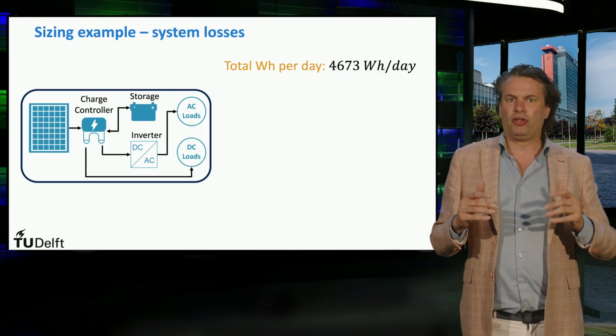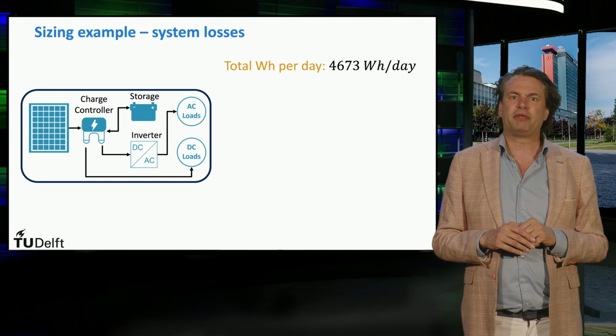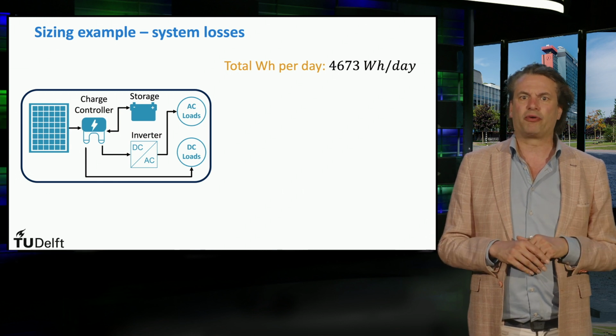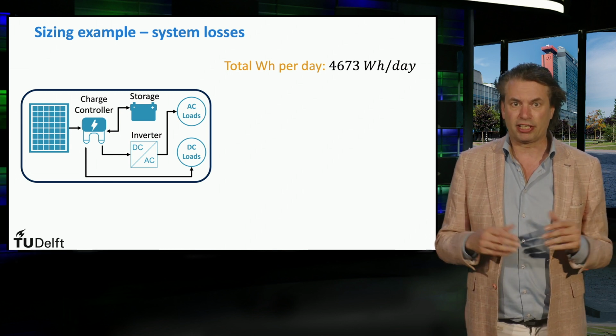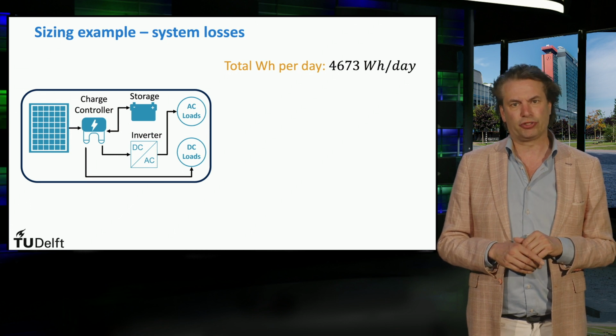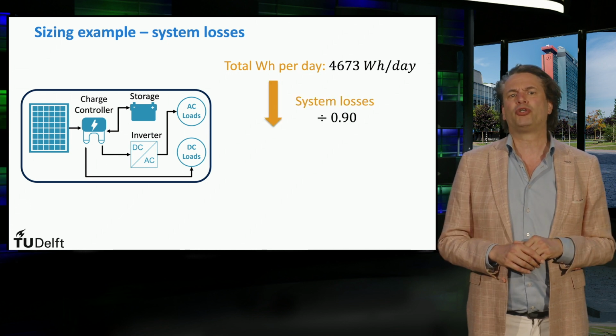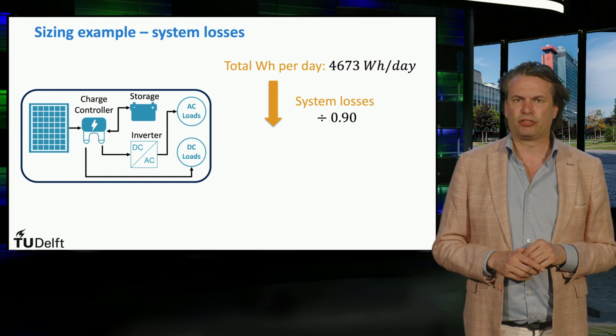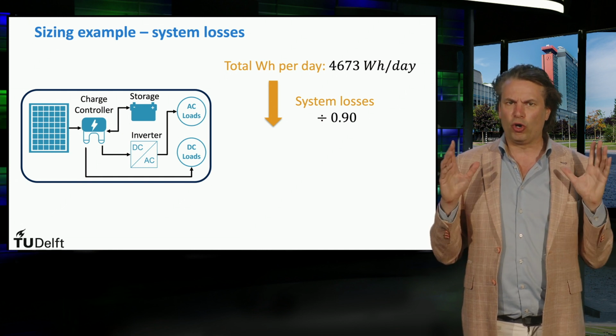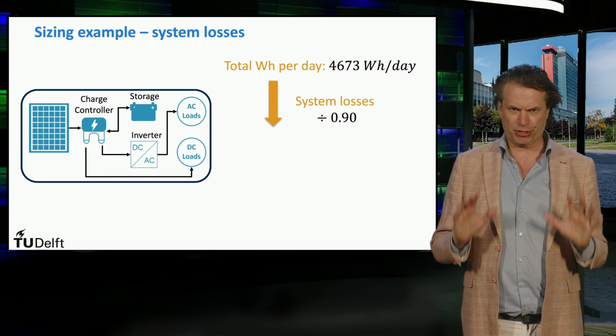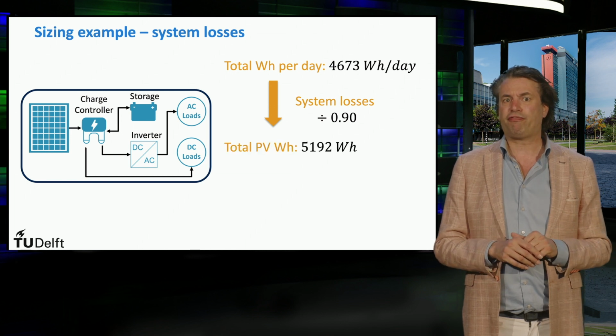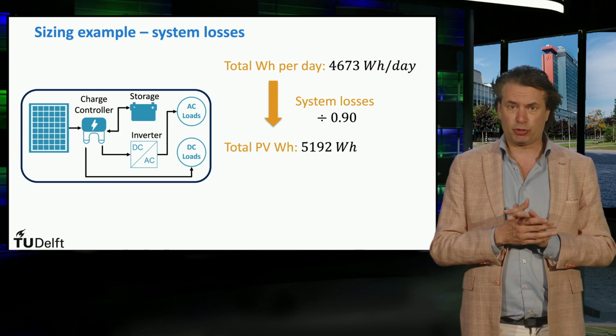The final daily load demand of the system is calculated in watt-hours by correcting the value for the system losses that include cables and inverters. Here we assume the total losses to be 10%. So now we know our load energy demand per day. It is 5192 watt-hours per day.